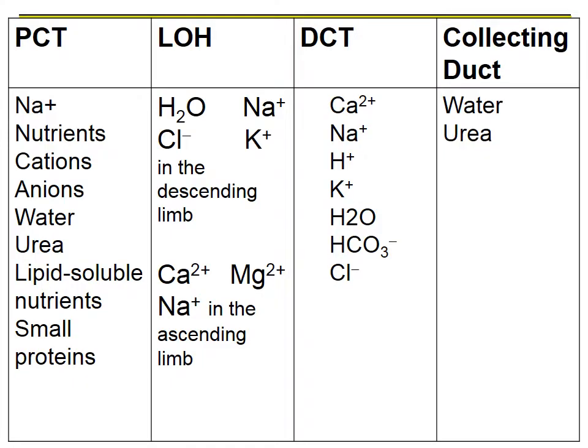Again, don't get caught up in the details. We do need you to know that substances are reabsorbed in each part of the renal tubule, but there's a big picture here. Proximal convoluted tubule reabsorbs organic nutrient molecules. Loop of Henle reabsorbs water by osmosis. Distal convoluted tubule reabsorbs electrolytes, bicarbonate, and hydrogen ions. And collecting duct reabsorbs water under hormonal control.